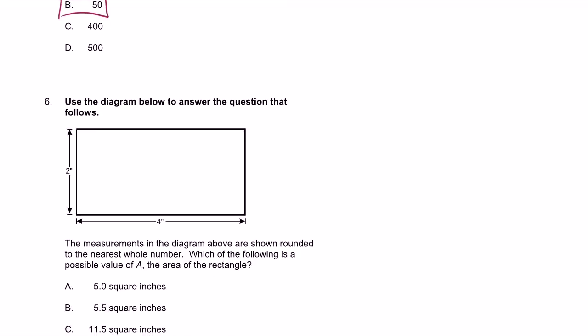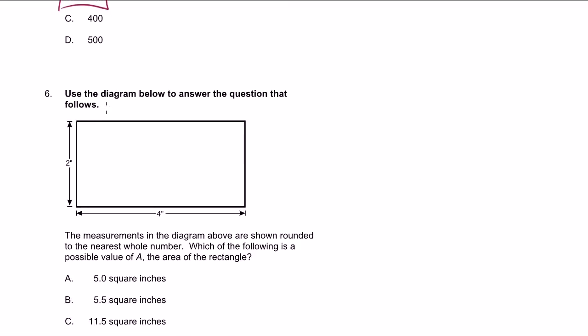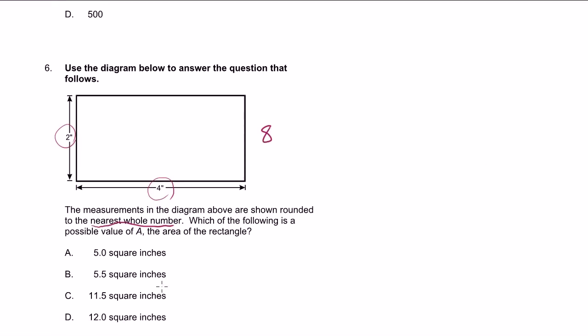Problem 6. Use the diagram below to answer the question that follows. The measurements in the diagram above are shown rounded to the nearest whole number. Which of the following is a possible value of A, the area of the rectangle? What they're saying is that these numbers aren't the actual values if we were to be precise about it. They just rounded them to the nearest whole number. When you multiply these two things to figure out the area, you get 8 square inches. But when you look at the choices, I don't see 8 square inches. It seems like it's either going to be B or C.